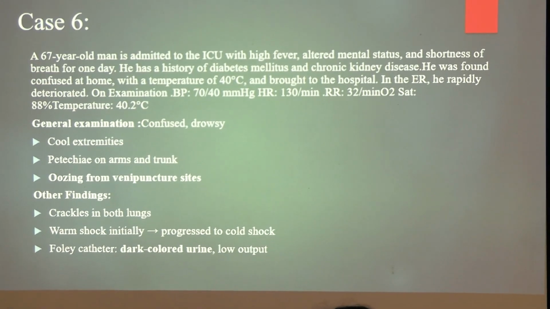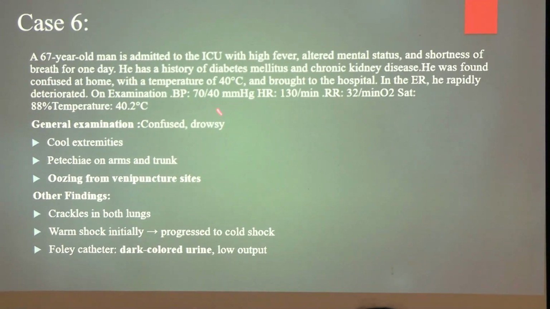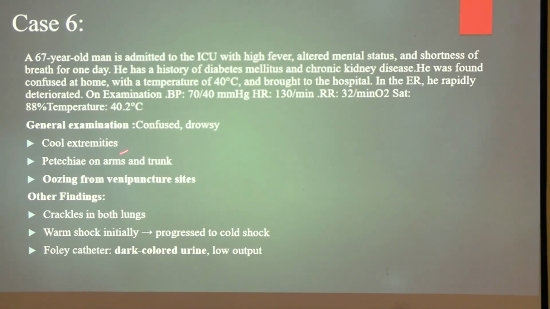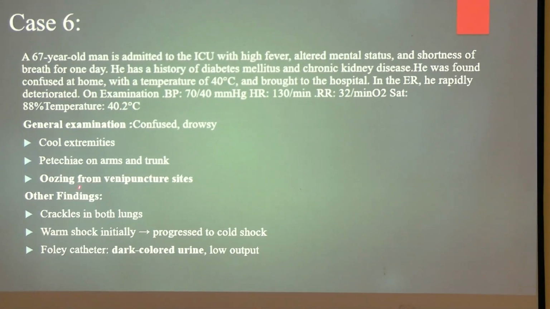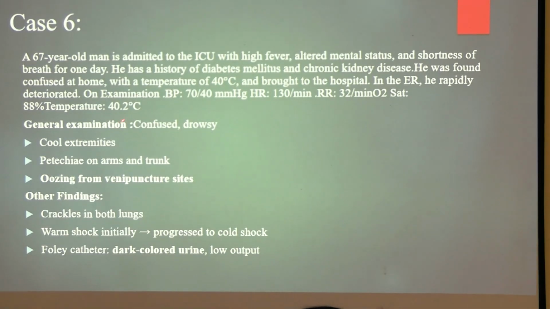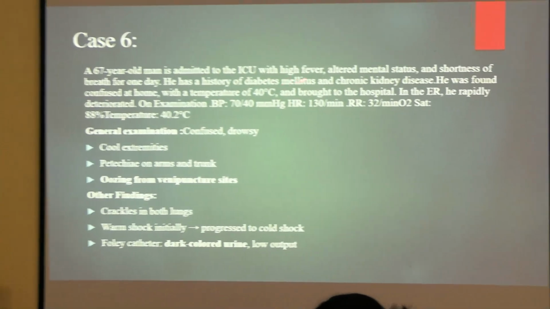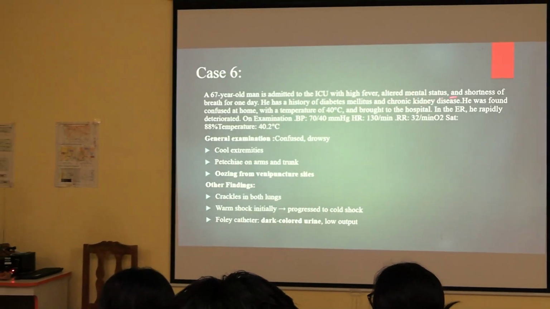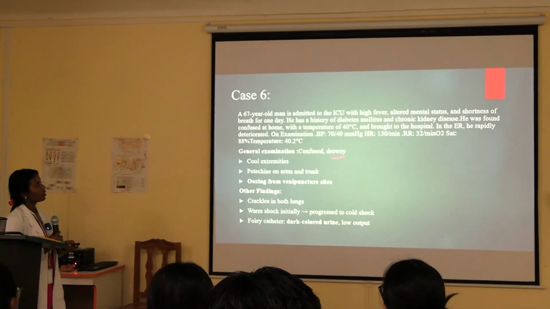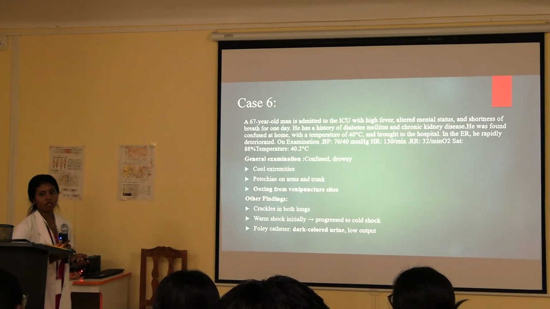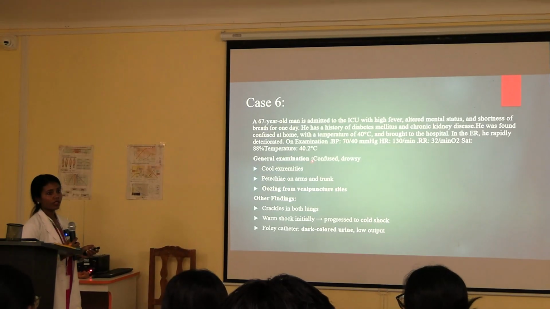High fever. On general examination, the patient is confused, drowsy, with cool extremities, petechiae on arms and trunk, and oozing from the venipuncture site. So the patient is having hypotension, high temperature, and a history of diabetes as well as chronic kidney disease. So it indicates the patient has developed septicemia, right? Do you agree with me?